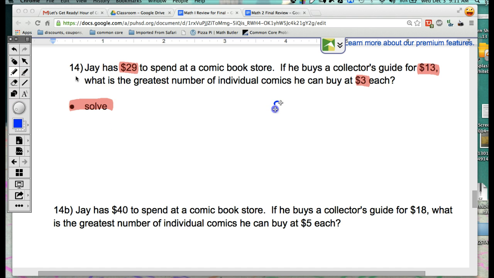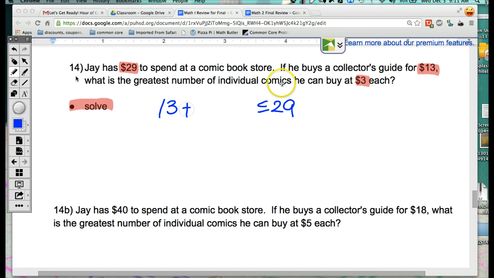Jay has $29, so no matter what it is he does, he could only spend $29 or less than that, right? So that's why the mouth is open towards 29, and also the equal sign is down there. Now let's take a look at this side. He already bought a collector's guide for $13, okay? So he already bought that.